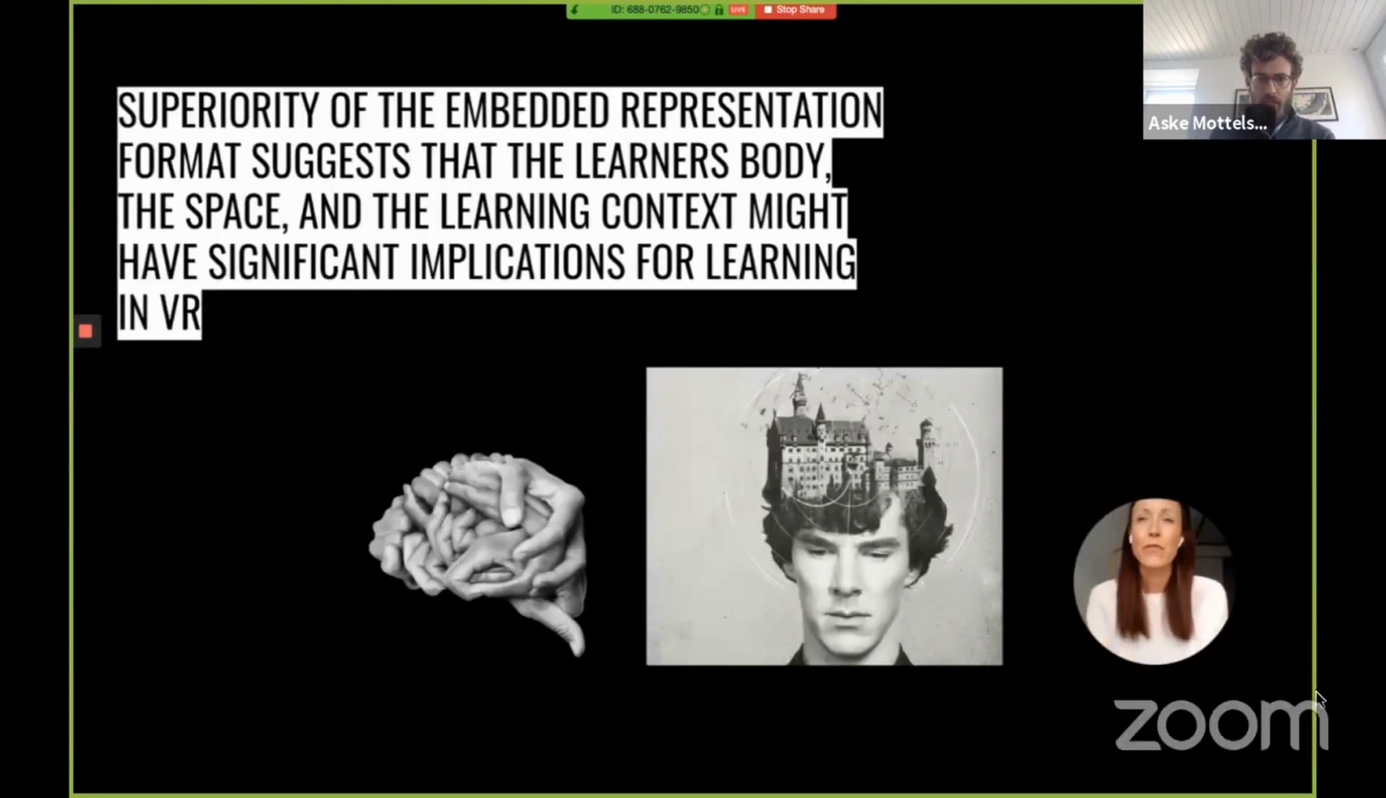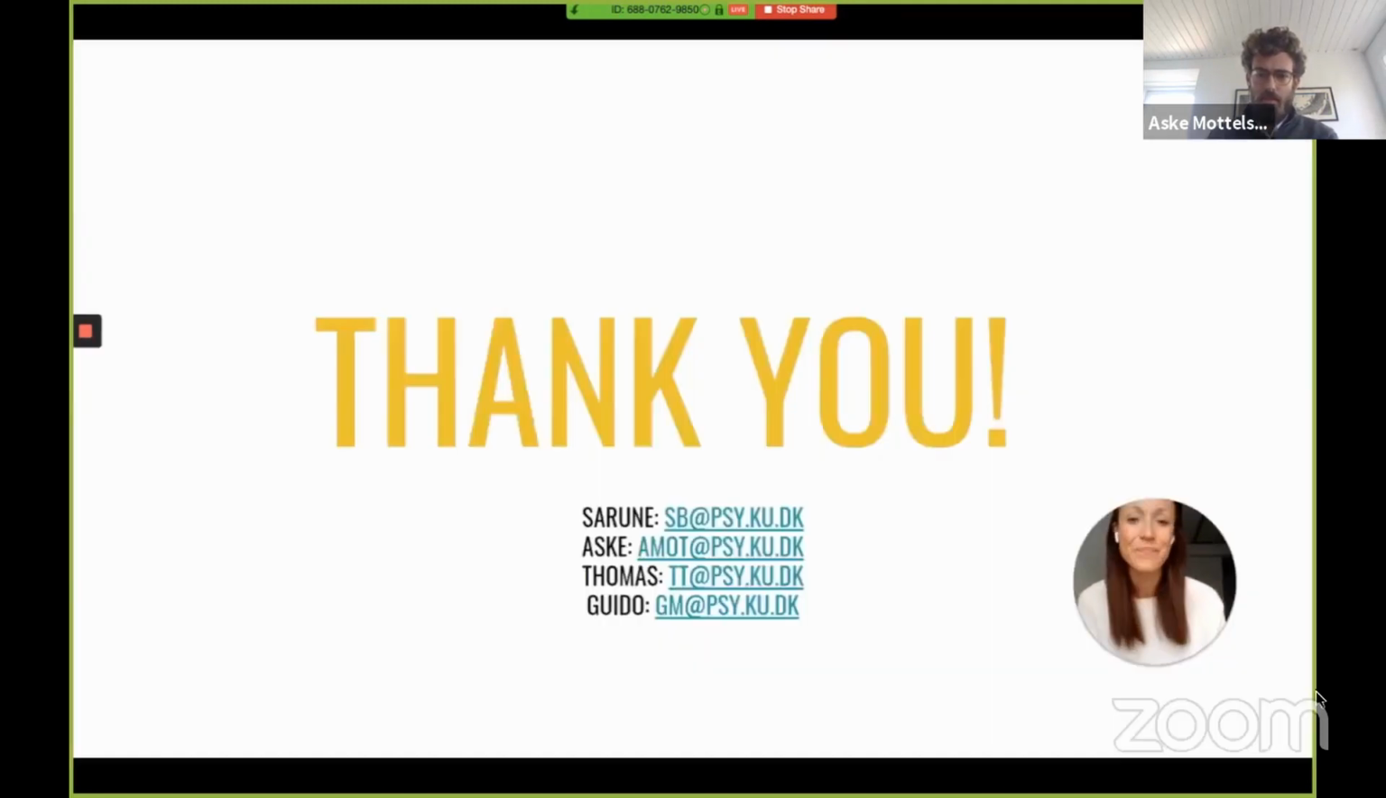Another important conclusion that we wanted to draw from this paper is suggested by the superiority of embedded representation formats, which suggests that the learner's body, the space, and the learning context might have significant implications for learning in virtual reality. This says that we should try to use the affordances of virtual reality as much as possible when we're designing educational content for learning in VR.